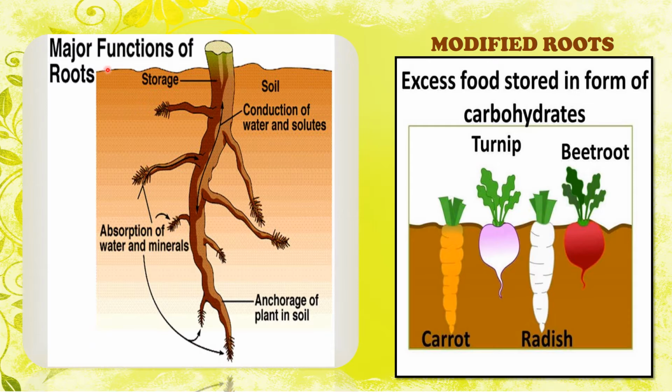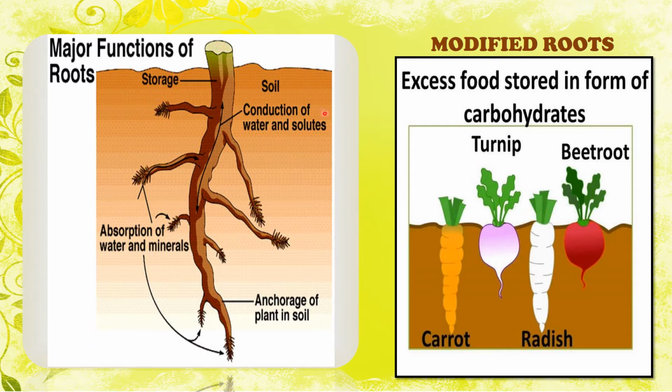Let us know about the major functions of the root. The first function is anchorage. It holds the plant in place in the soil and it prevents it from being blown away by strong wind. The second function is absorption. Root absorbs water and minerals from the soil. And the next function is transportation or conduction. Roots transport water and minerals from the soil to the stem. And the last function is storage.